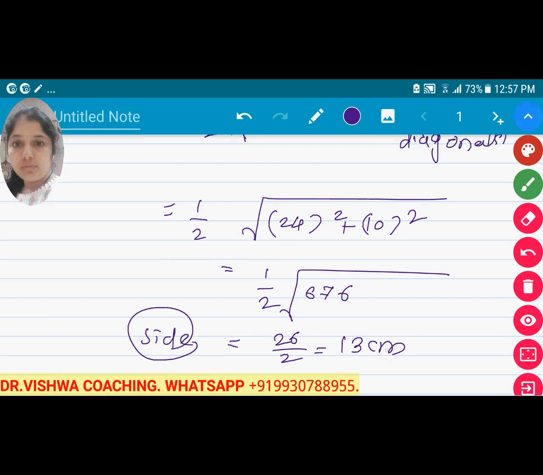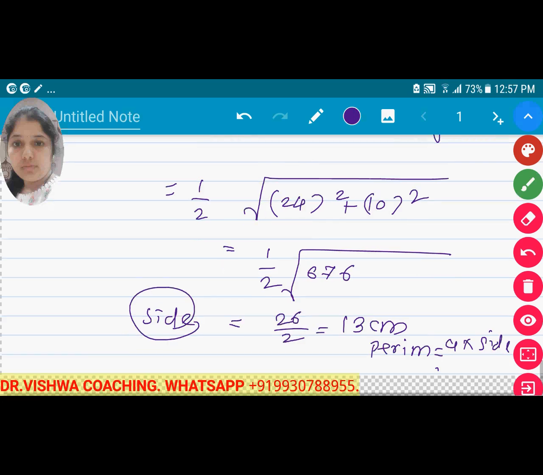Now all the sides are of equal length, so the perimeter is 4 times the side. Means 4 multiplied by 13, which is 52 centimeter. Understood? It is very simple.